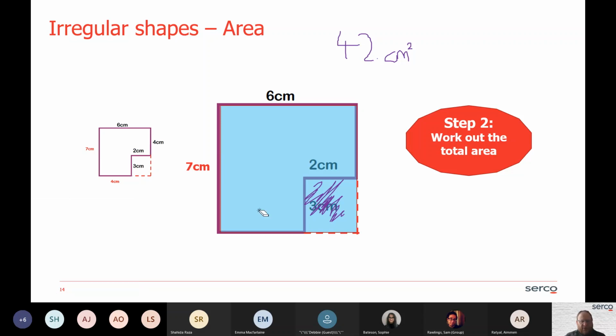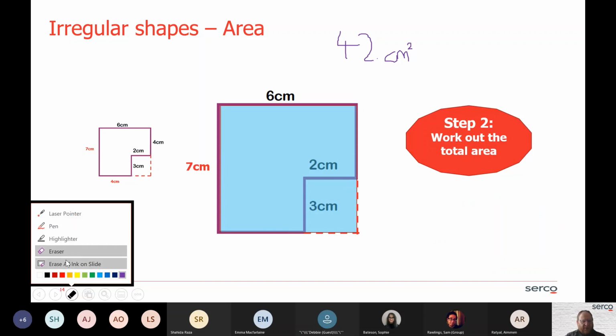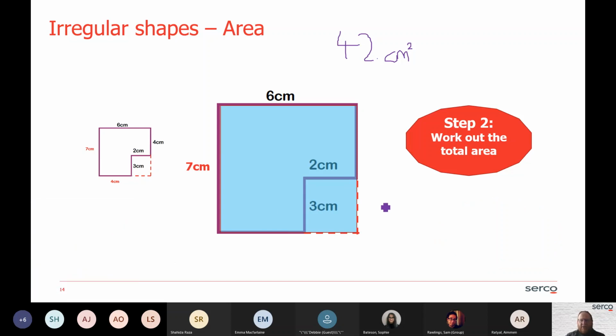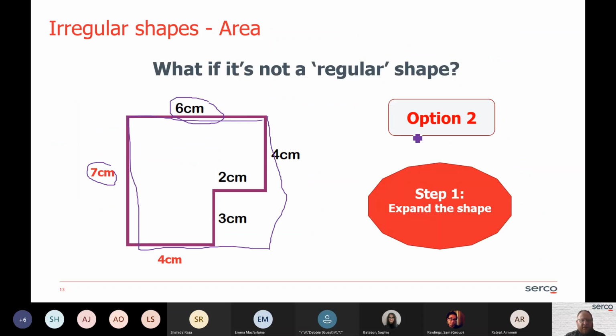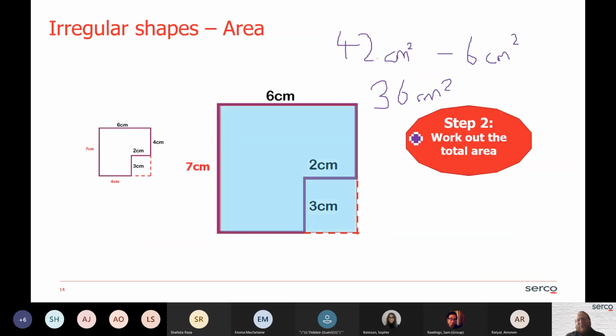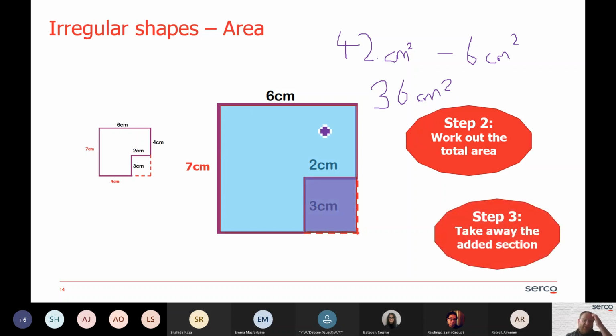So if we now work out this piece of land here, oops, just change back to my pen. What we now need to do is obviously take away that section that wasn't actually there. That section we can see is 3 by 2, which is 6 centimetres squared. And if I do 42, take away 6, that gives me 36 centimetres squared. And if I'm writing still there, I didn't actually write it on that one. If you remember, it was the same measurement, the same answer as we got when we did the previous measurement. We've just done it a different way.